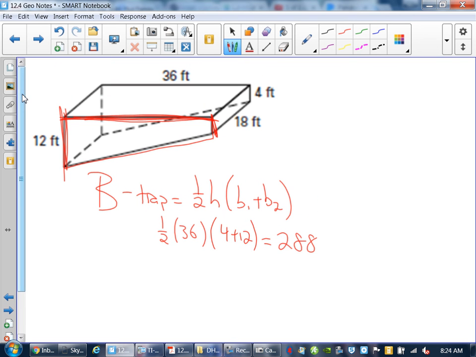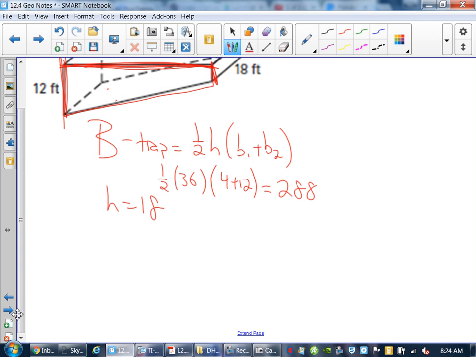Okay. Now, if these are my two bases, how far apart are those two trapezoids? 18. Yep. So how far apart they are is the 18. So what is 288 times 18? I can't hear what you got. 5,184. 5,184 cubic feet. Okay.